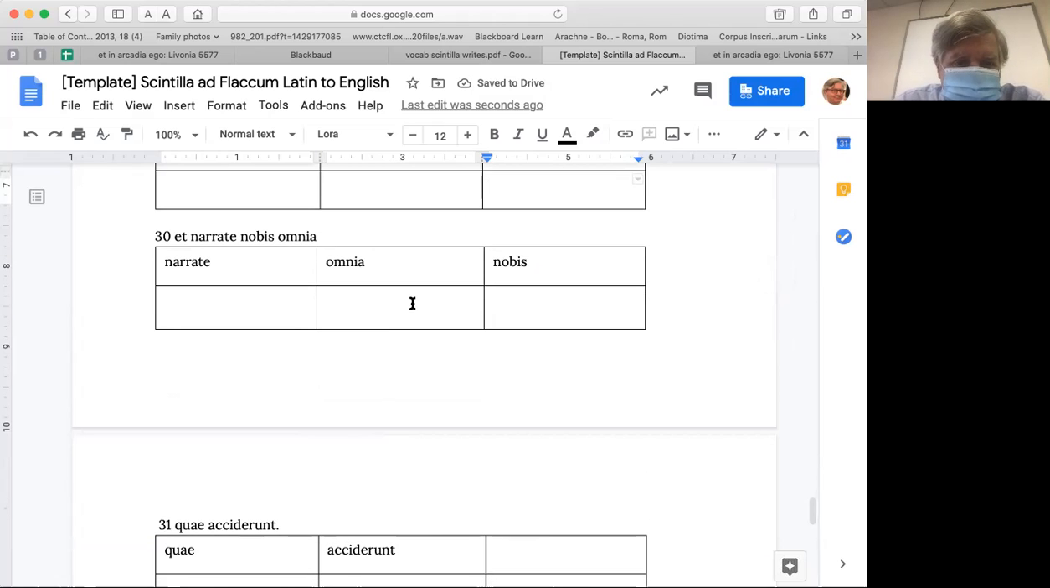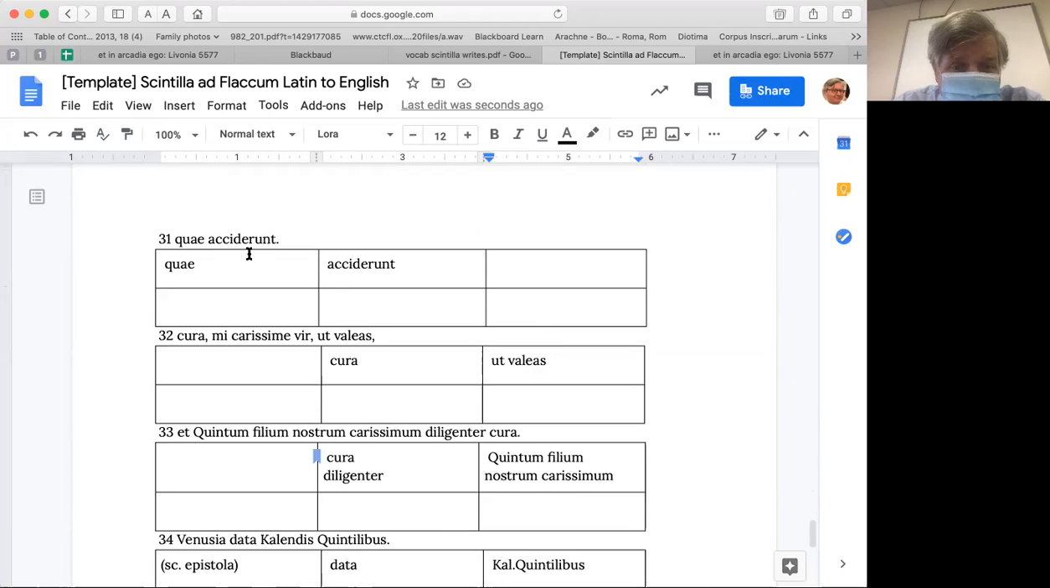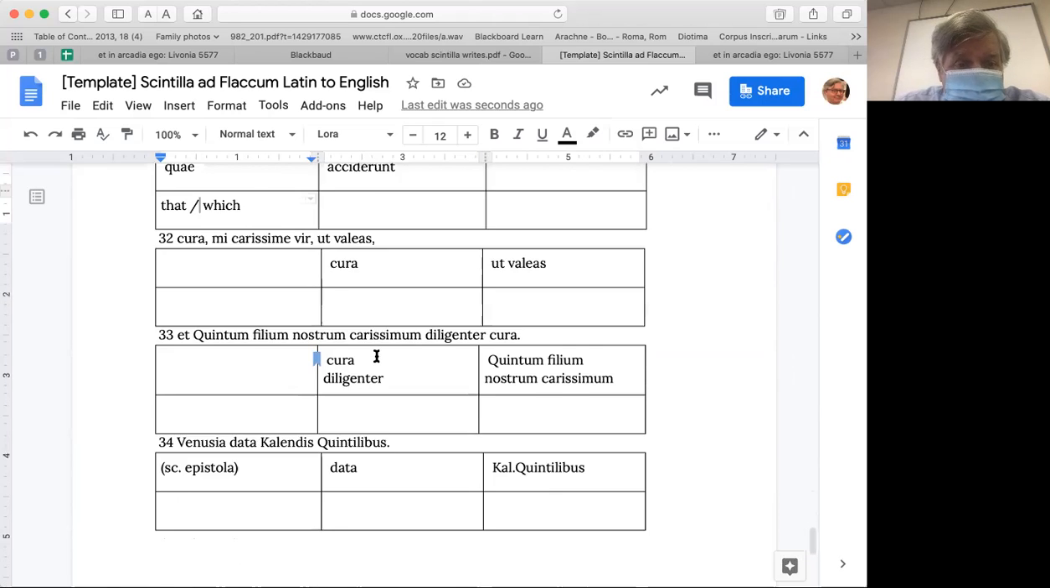Et narrate nobis omnia, and she continues with the plural command forms like scribite, narrate, omnia, tell, omnia, to us. Quae acciderunt, quae I would translate here as "that," or you could say "which." Technically, it's better as "that" in this case. The subject is quae, that, and acciderunt, has happened. Okay.